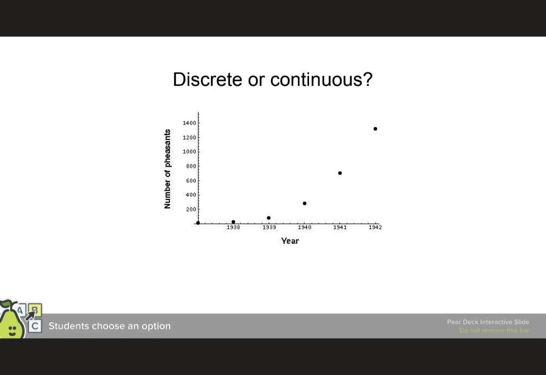So here's an example. This is a discrete graph. I know that because it's not connected. I just see dots at various points on the graph. But as we can see here, it still follows somewhat of a shape. So to determine what function family, if I were to kind of connect the dots, I see that this is a curve that kind of flattens out. This would be an exponential function.